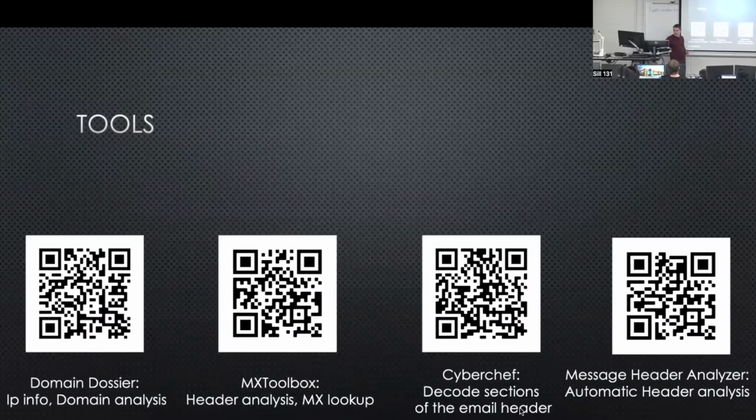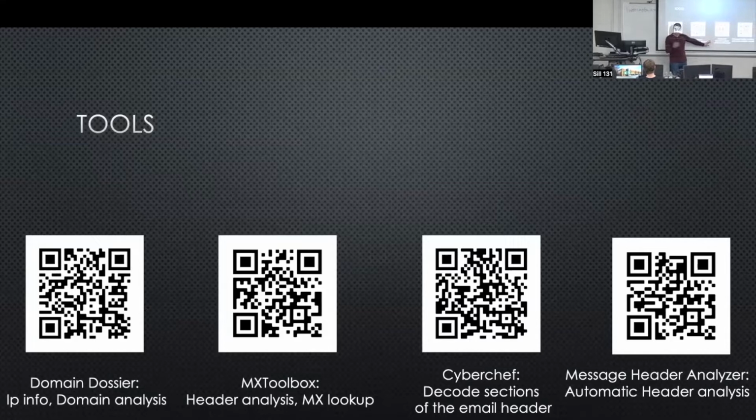With that, these are some tools that she gave. This one gives you IP info and domain analysis. It's called Domain Dossier. I never really used it, but these are just some tools she gave if you want to look at them. MX Toolbox lets you do header analysis and MX lookup. We talked about those MX records. This allows you to look up those records, and it lets you look at the header analysis of emails.